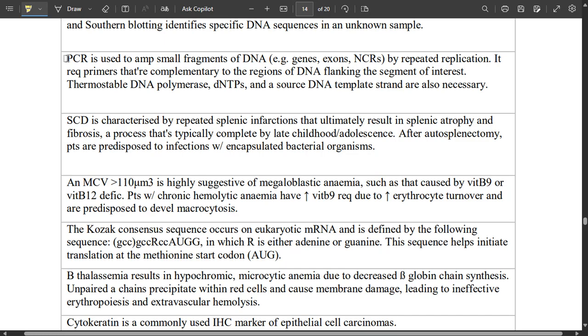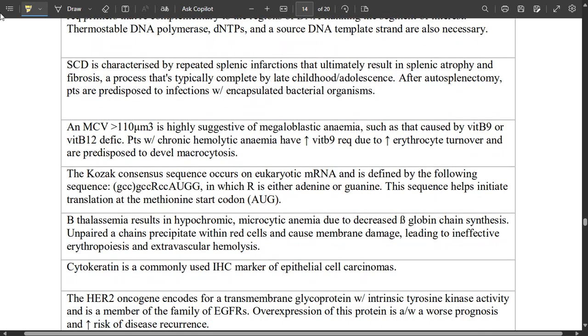Thermostable DNA polymerase and dNTPs, the nitrogenous building blocks, are also needed. DNA polymerase is given so that the primers attach and it helps in the replication of the DNA fragments. So thermostable DNA polymerase, dNTPs, which help in the formation of DNA, and a source of DNA template strand are all necessary.